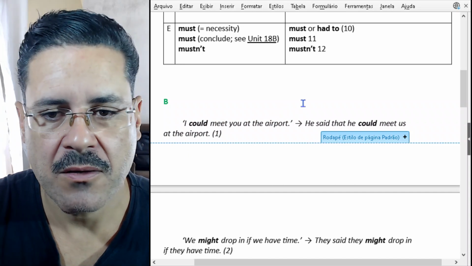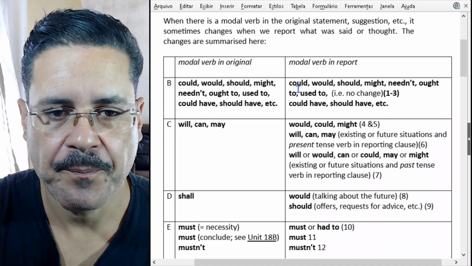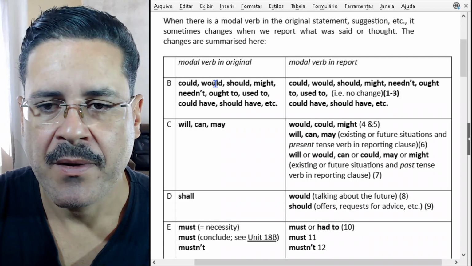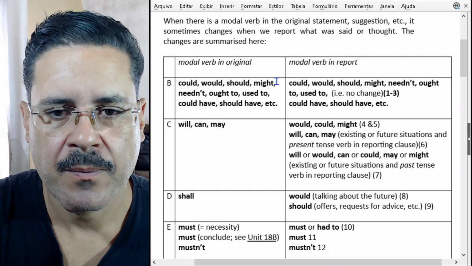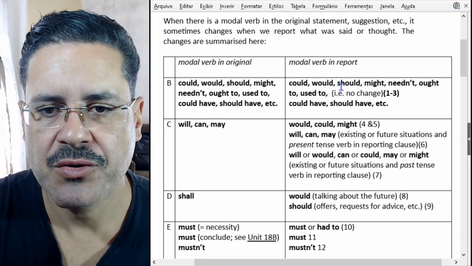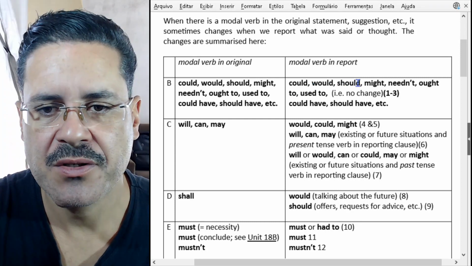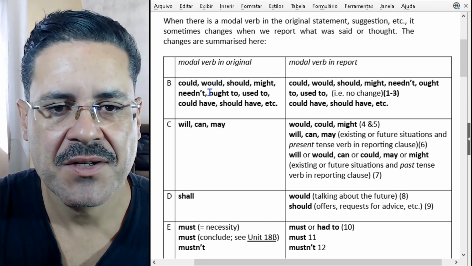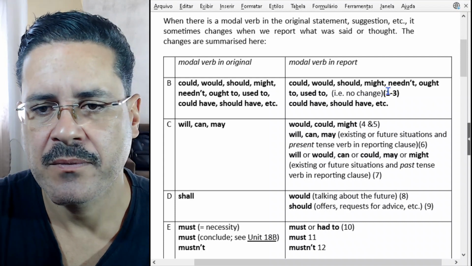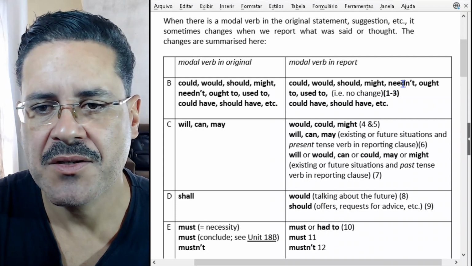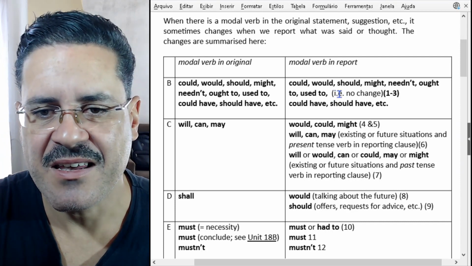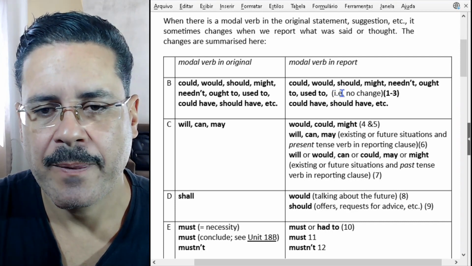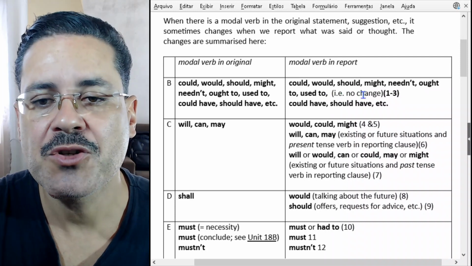Okay, so that said, let's continue. So notice again that for the verbs, let's just pronounce them. Could, would, should, might. Needn't, ought to, used to. Needn't, ought to, used to. Notice that i.e. it means that is, no change. There's no change.